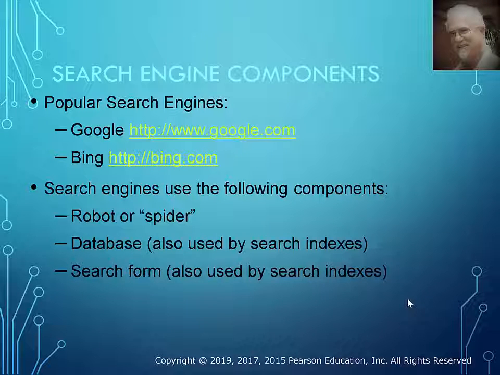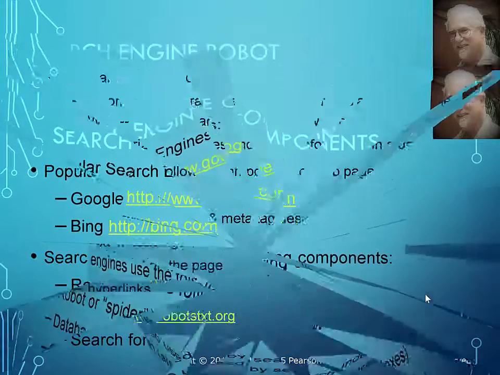Basically, search engines work through what are called robots or spiders, right? They're collecting information it sees on the internet and then inserting that information into a database. That is the fundamental way this whole thing works.